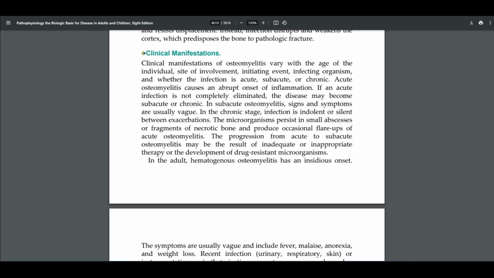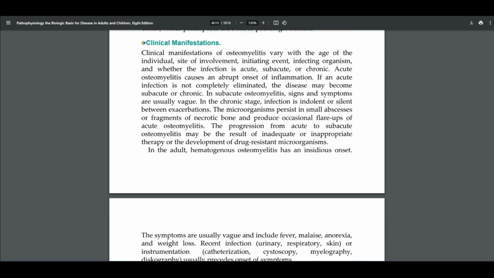In subacute osteomyelitis, signs and symptoms are usually vague. In the chronic stage, infection is indolent or silent between exacerbations. The microorganisms persist in small abscesses or fragments of necrotic bone and produce occasional flare-ups of acute osteomyelitis. The progression from acute to subacute osteomyelitis may be the result of inadequate or inappropriate therapy, or the development of drug-resistant microorganisms. In the adult, hematogenous osteomyelitis has an insidious onset.